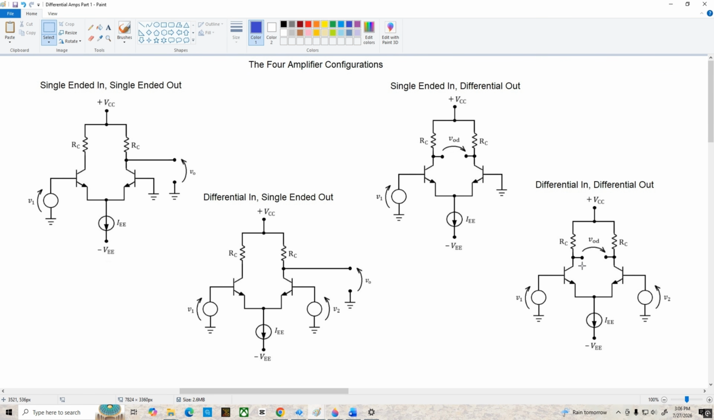An important thing to notice about all of these circuits is that there aren't any coupling or bypass capacitors used here. These are all direct coupled amplifiers. And that means that we're going to get frequency response that extends all the way down to DC or 0 Hertz. Okay, now let's start with an analysis of the single-ended in, single-ended out amplifier.